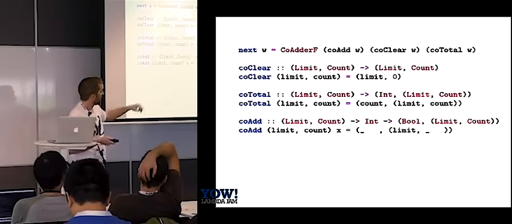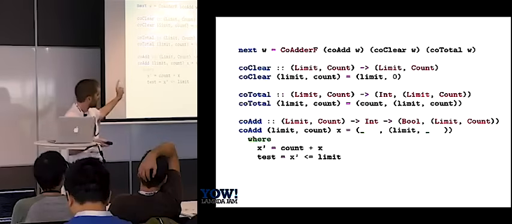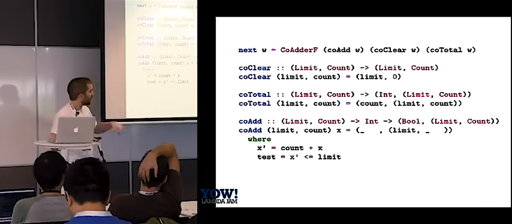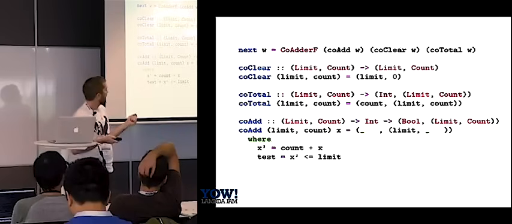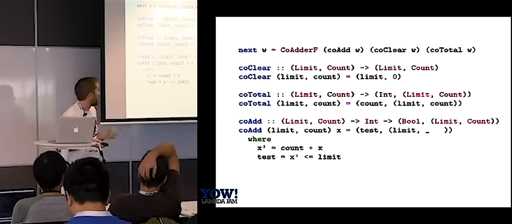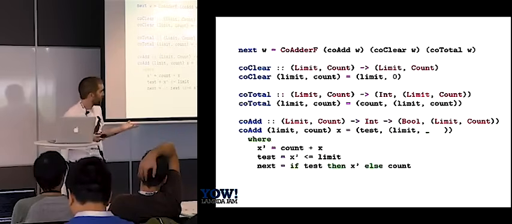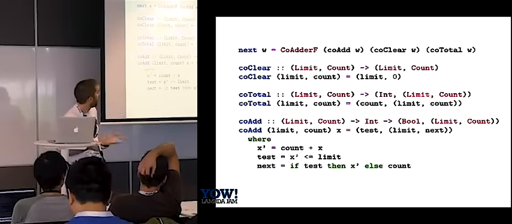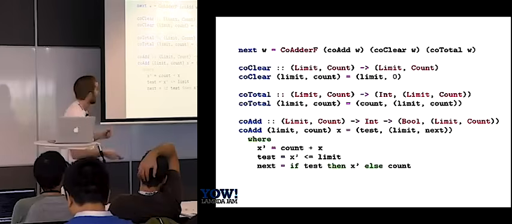To add x to the count, we do that to x of prime, and we check for overflow. We have our own internal limit, and we return that. And then if we don't overflow, we're updating the value, so we calculate that as next, and we return that. And now we have an interpreter. It will happily do our adds, clears, and totals.